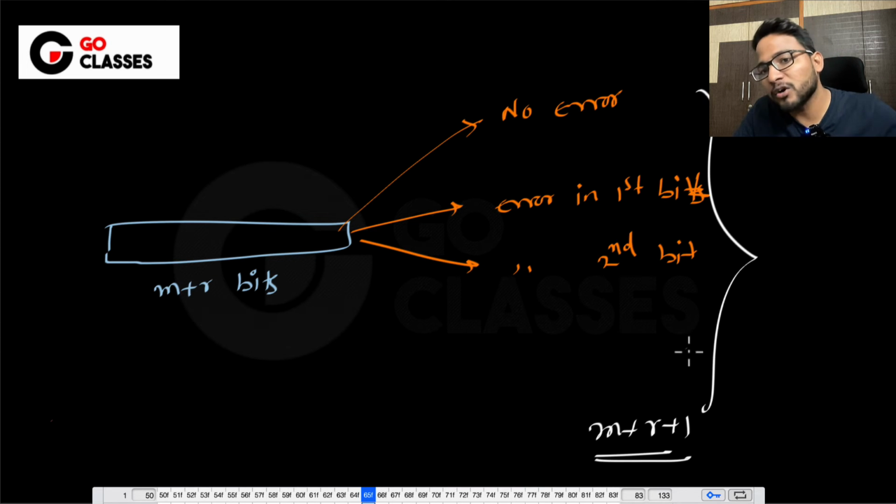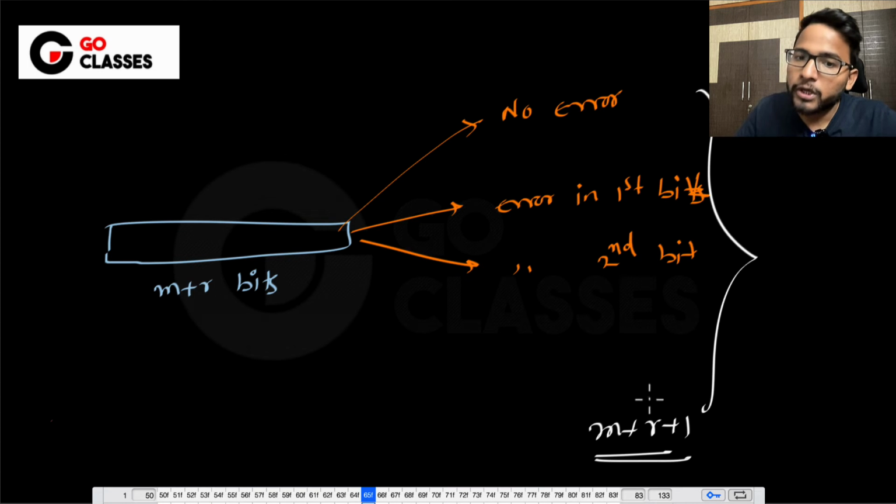1 bit of error does not necessarily mean there will be an error, right? 1 bit of error means up to 1 bit of error. Either there is no error or there is 1 bit of error. If there is 1 bit of error, then the error could be in the first bit, second bit, third bit, like that. So these are total m plus r plus 1 combinations.